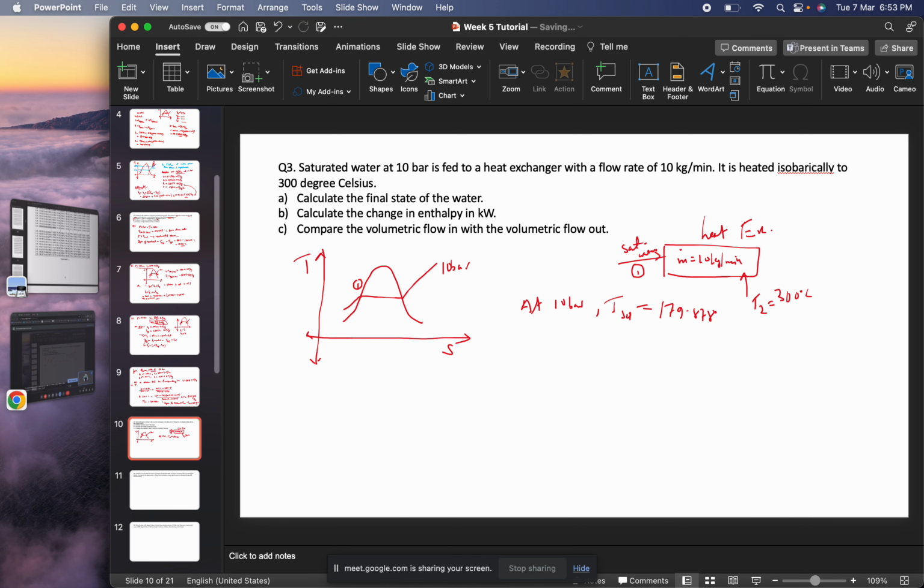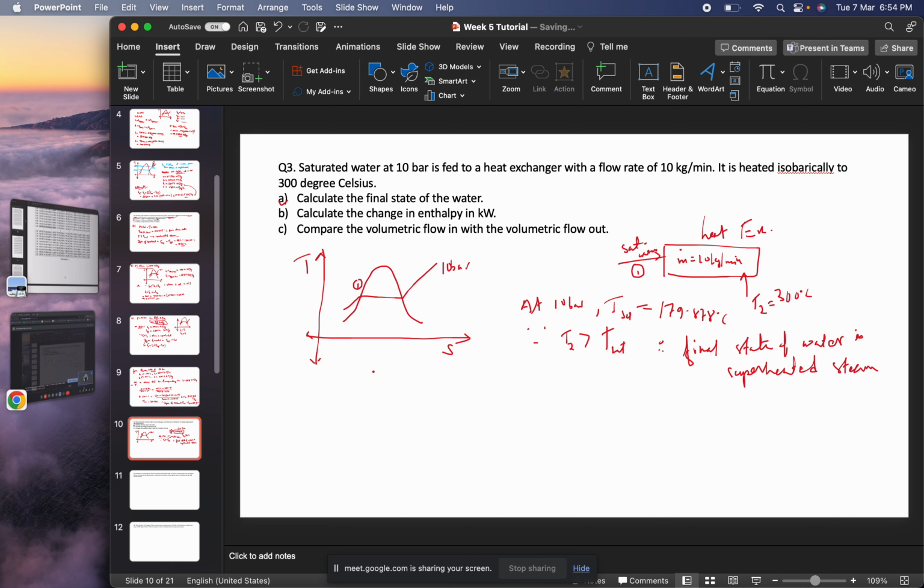T saturation is 179.878 degrees Celsius. Now since the final state temperature T2 is greater than T saturation, therefore the final state of water is superheated steam. Next, the change in enthalpy in kilowatt.